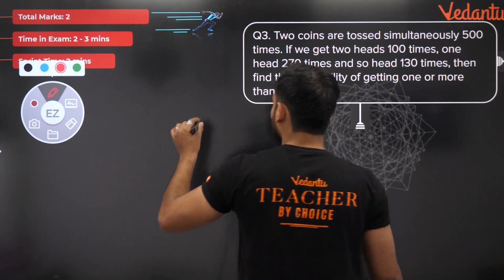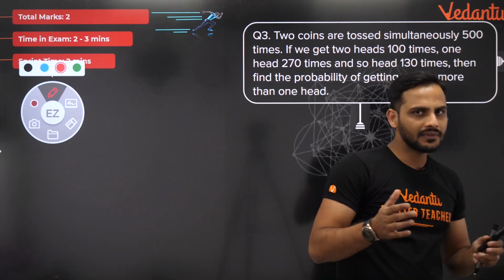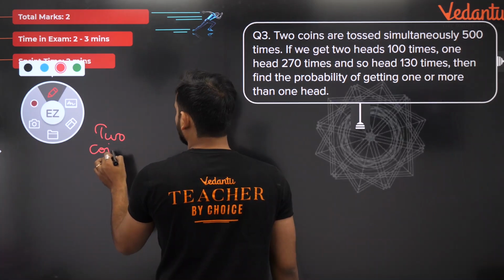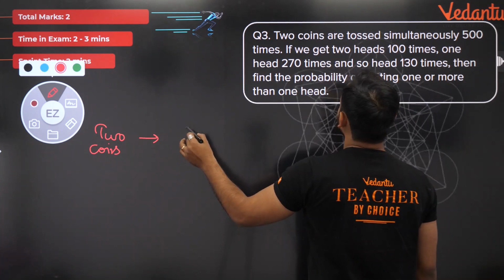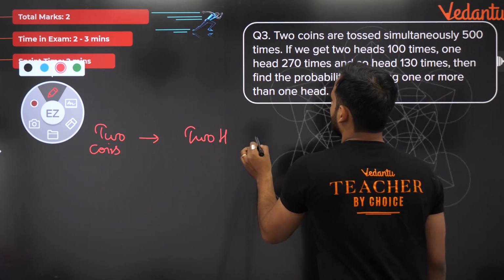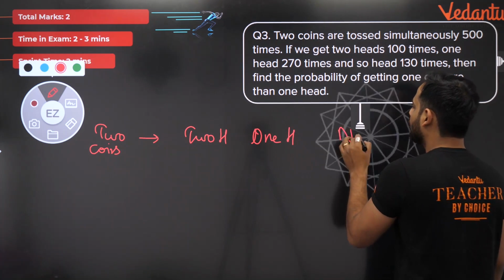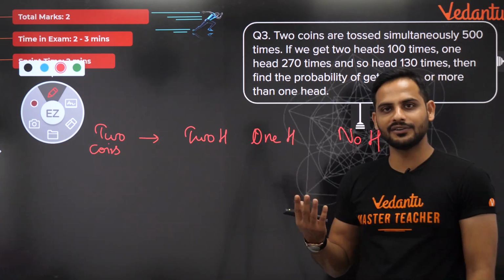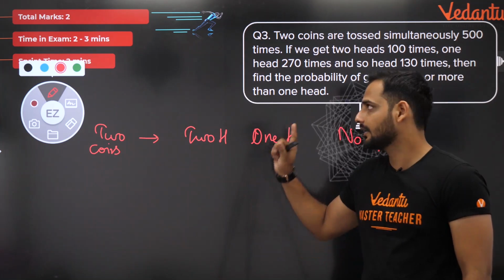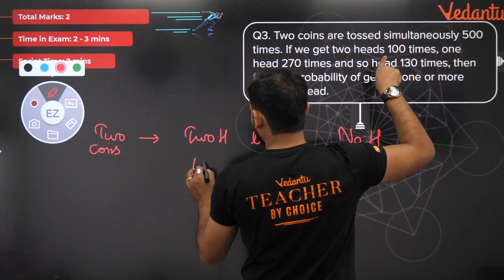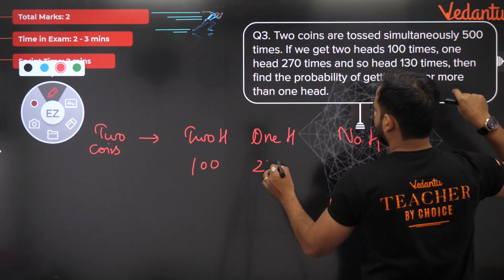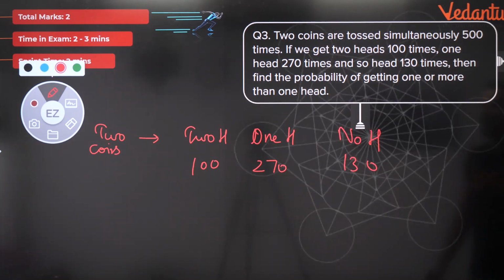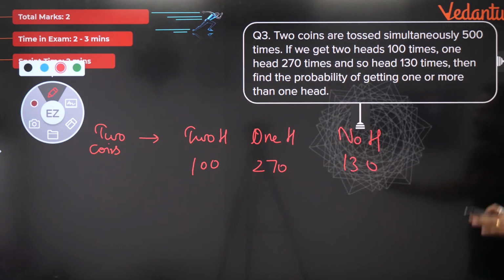2 coins. So when you are tossing 2 coins, your possibility is either you will get 2 heads, or you will get 1 head, or you will get no head. Other than that, nothing can happen. You cannot get 3 heads, you cannot get 5 heads, you cannot get -1 head. That will not happen. Only these 3 cases. So they are saying you have got 2 heads 100 times, you have got 1 head 270 times, and you have got no head 130 times. When you have tossed it 500 times, then find the probability of getting 1 or more than 1 head.